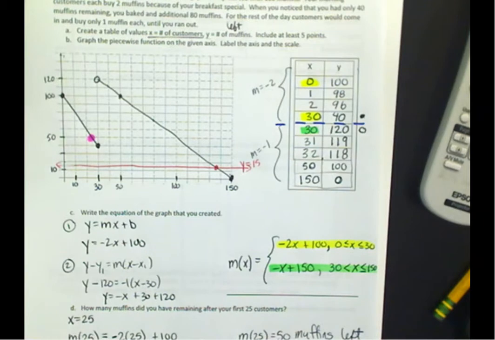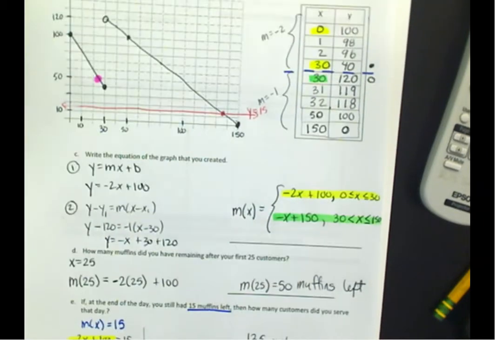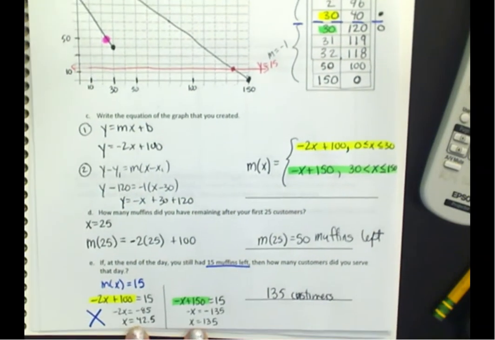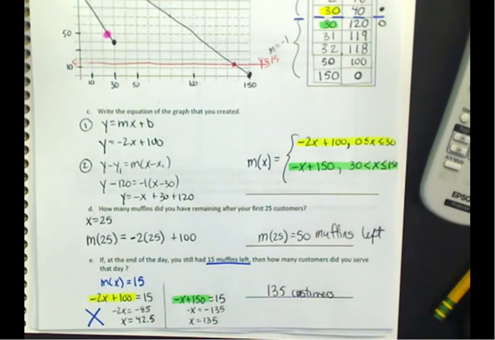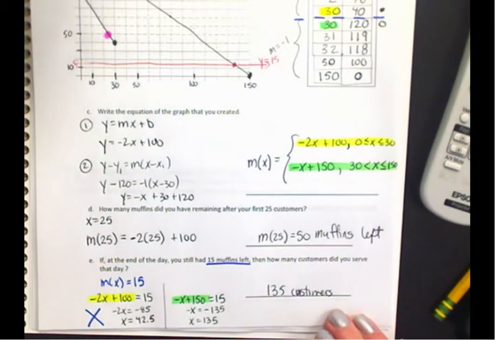Yeah. What if you don't have a graph? Then you'd have to do it algebraically and make sure that whatever x values you found correspond to the appropriate domain. Okay, turn your page.